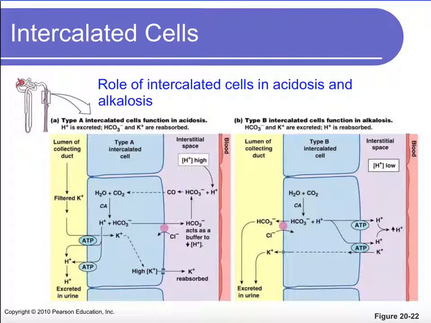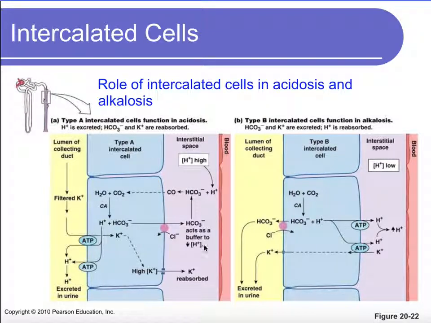And this will actually happen in the collecting duct. So in the collecting ducts, we have special cells called intercalated cells. And we have two types. We have a type A intercalated cell and a type B intercalated cell. And it's quite easy. The type A cells will respond if you have acidosis, so if you are too acidic. Type B will respond if you have alkalosis or you're too basic. So A for acid, B for basic.